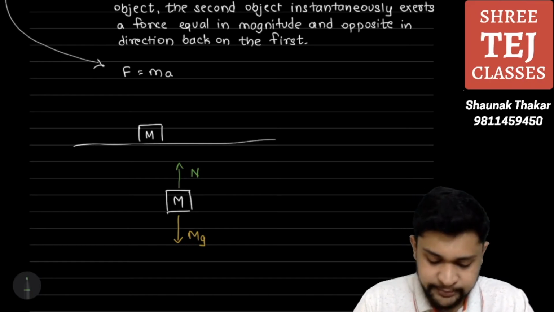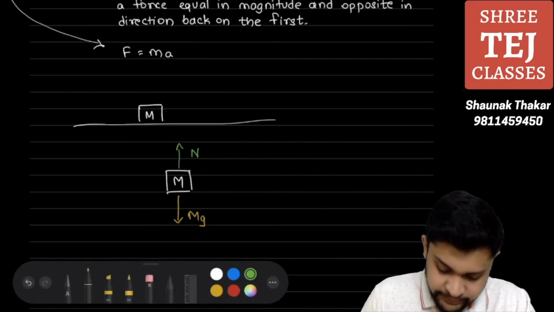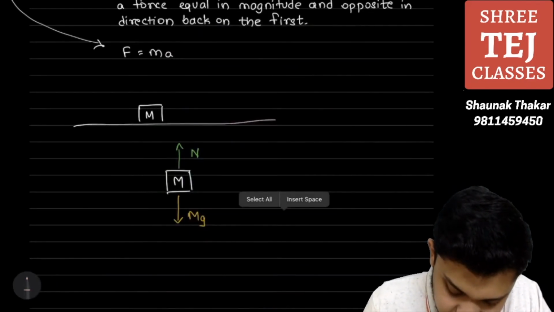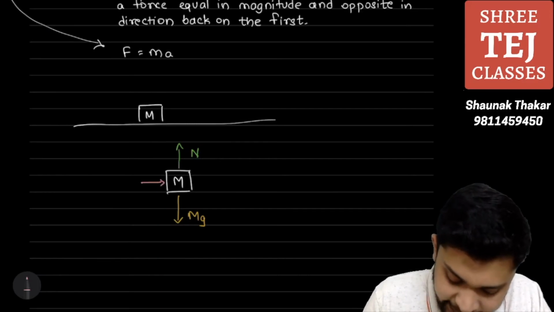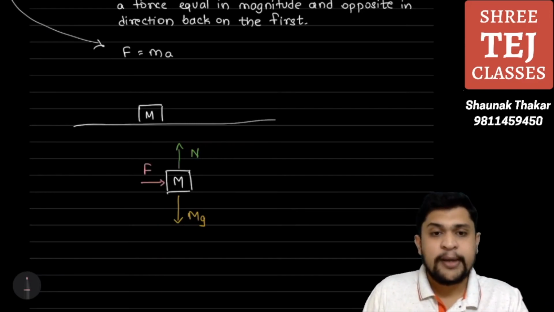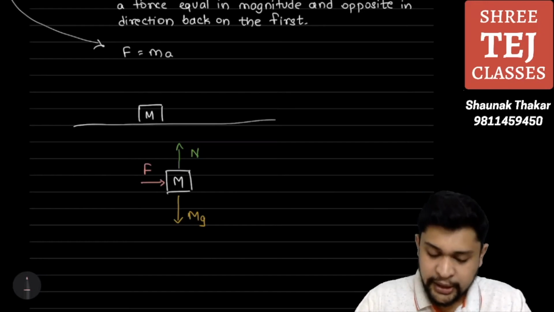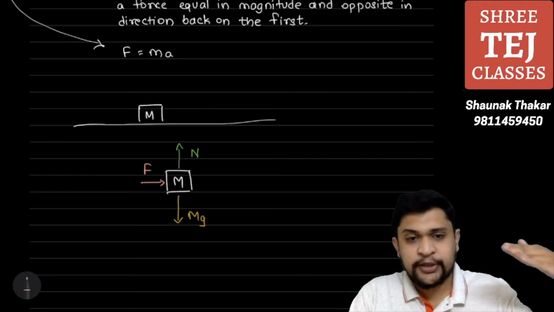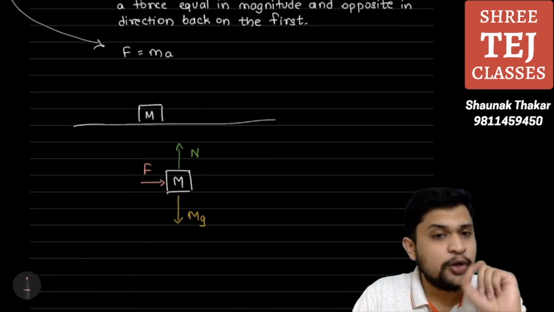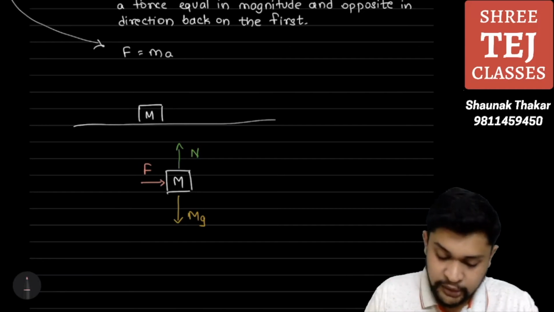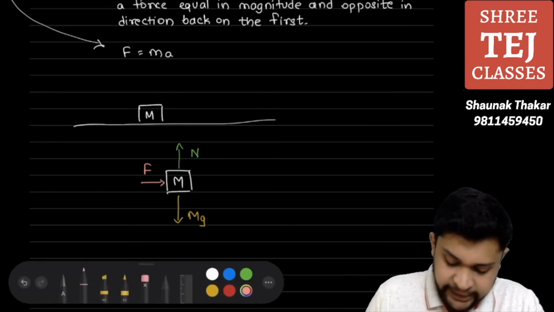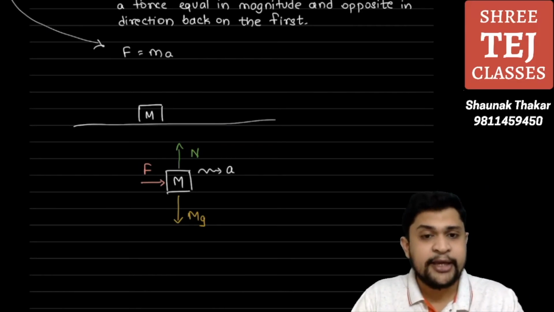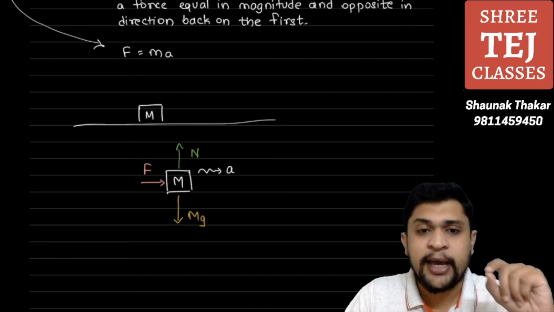Now what happens if we, let's say, apply a force F in this direction. So here, along the vertical direction, the forces are balanced. But along the horizontal direction, the forces are not balanced. So, in this case, the object will obtain an acceleration in this direction, in the direction of the unbalanced force.